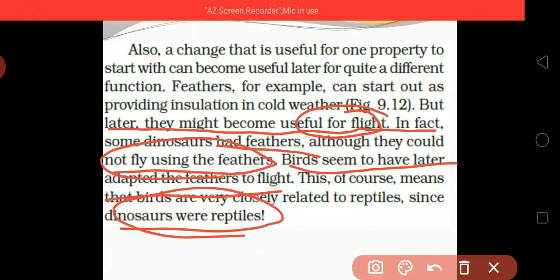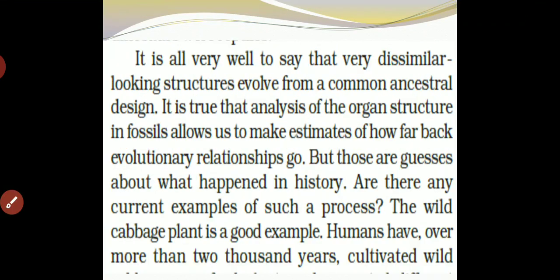And here you can see that the dinosaur, which is a reptile, is compared with the bird, which we say belongs to Aves. Birds and dinosaurs both contain feathers, but the dinosaur cannot use them for flying, while the bird can.